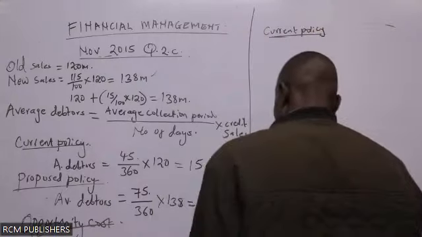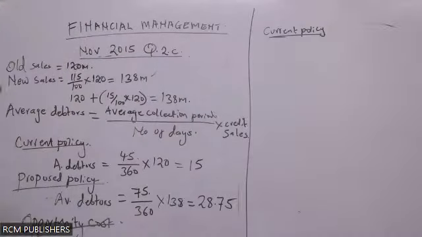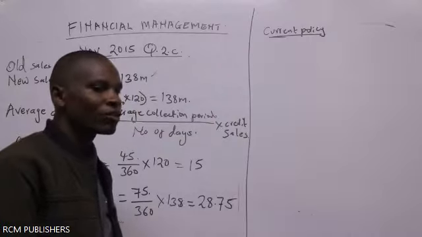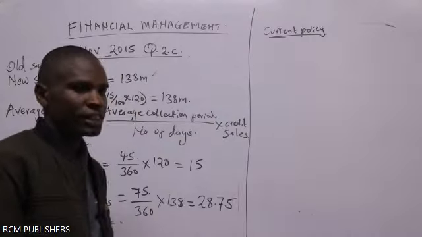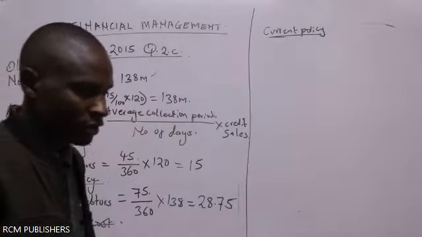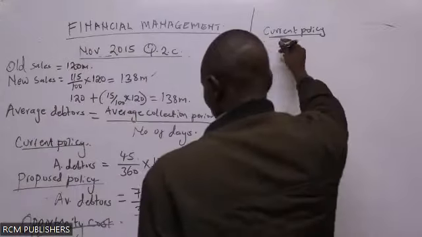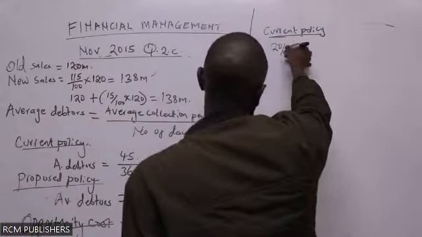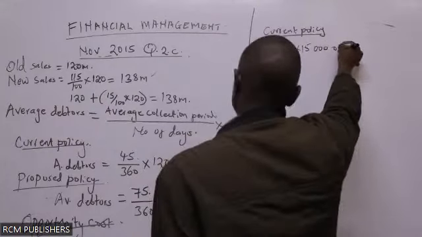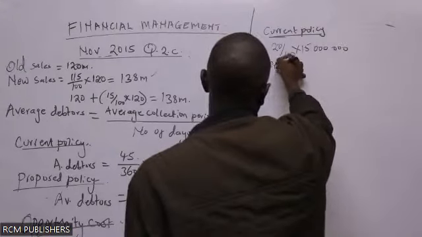How are we going to get the opportunity cost? Opportunity cost is given by the return. So we need to see return ya current policy ni ngapi na return ya hiyo policy ingine ni ngapi. That is what we need. So our current policy is 20% of 15 million. Inapatia 15 million. In million. And then proposed policy.